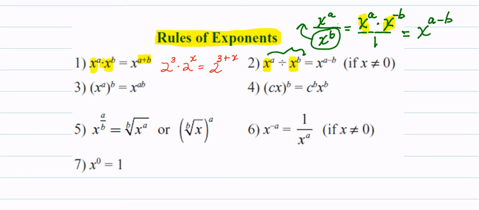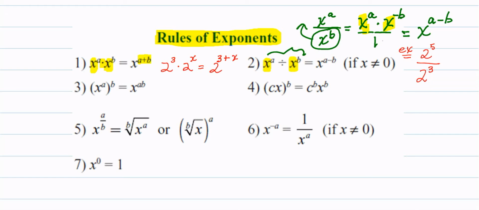So here's a little example, some ways we could look at that. Let's say I have 2 to the 5th power over 2 to the 3rd power. By the way, for something to be completely simplified, you do not want to have negative exponents. So no negative exponents are allowed to be left over in any of your answers. Remember that.